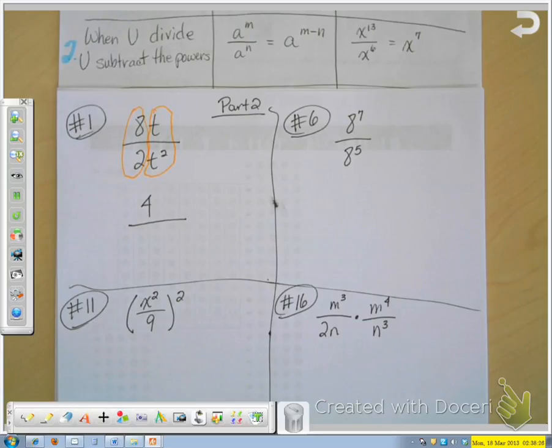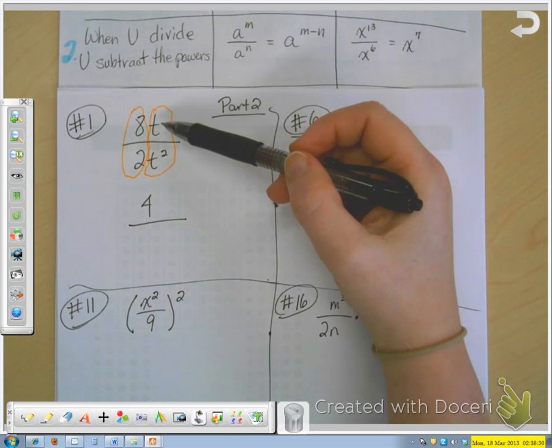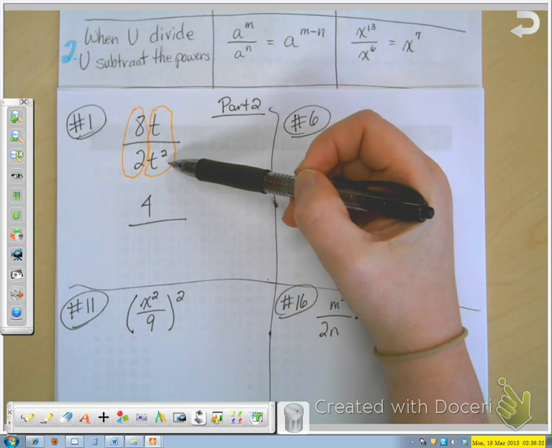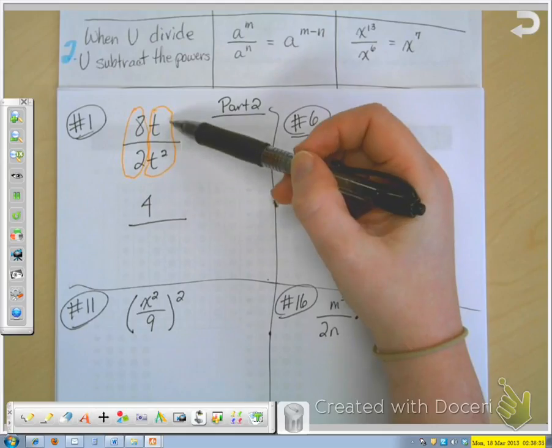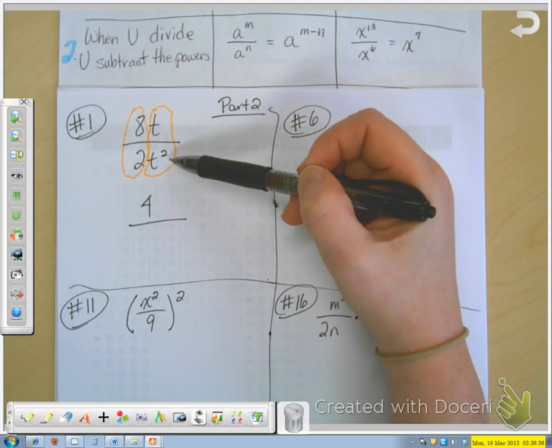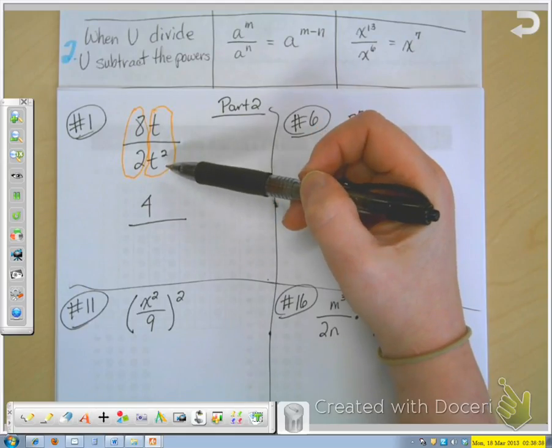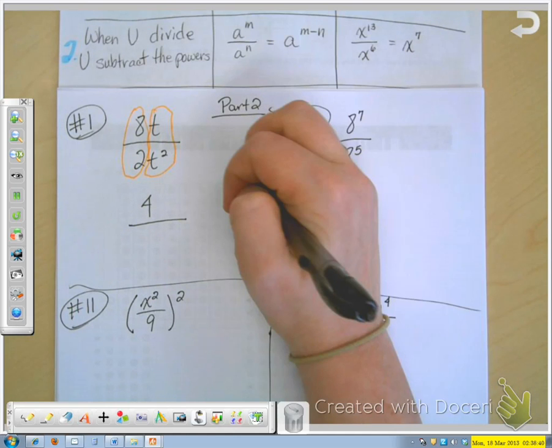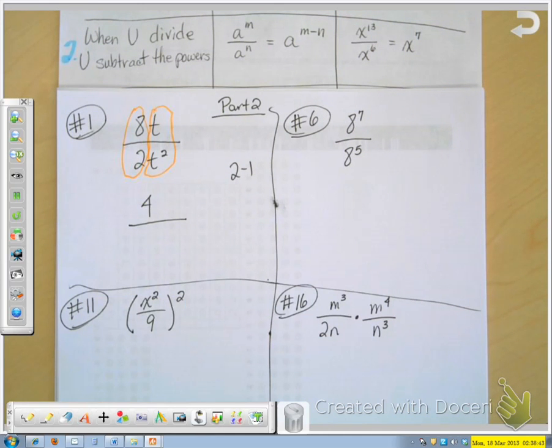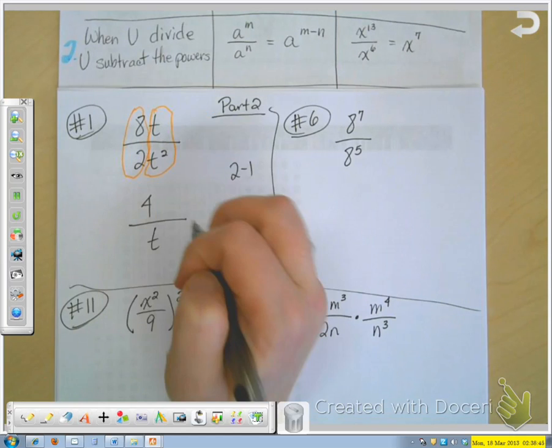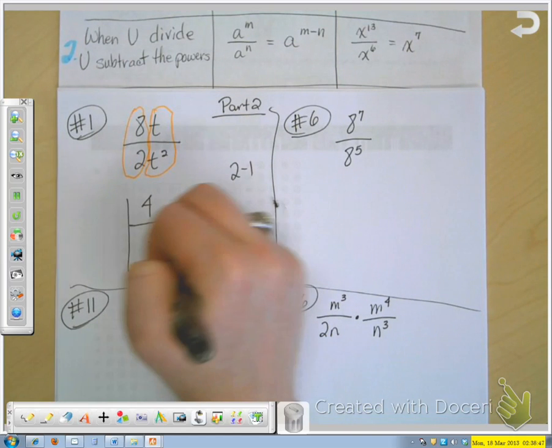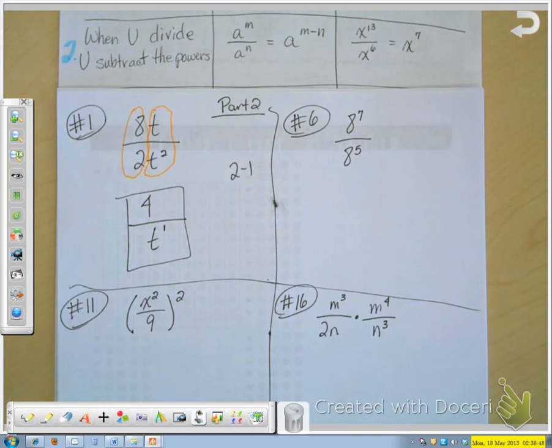Now let's look at our t's. I have a t to the first power up top and a t to the second power on the bottom. Who's going to win the tug of war, the top or the bottom? Well, the bottom's going to win. Well, how much does he win by? He wins by 1, whatever 2 minus 1 is. So I have t to the first power. Now we really don't have to write that first power, but we're going to write it anyway, just to make sure that we've got it down.